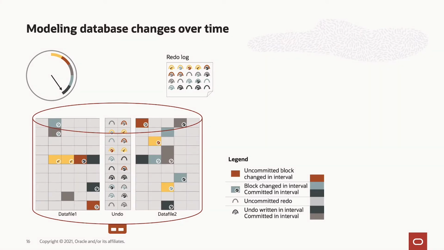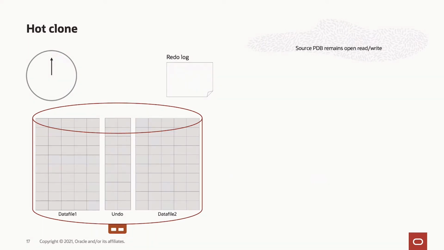The point of all this is that in general, we must assume that this sort of activity is going on in a database which is open read-write. That is, transactions are changing data blocks scattered throughout the data files, and it is not reasonable to assume that at any time there are no uncommitted transactions. Hot cloning needs to take account of all of this activity.